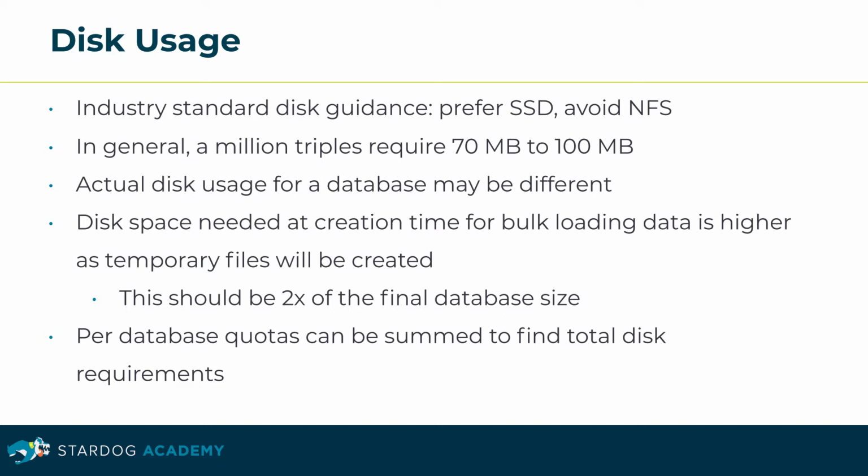Additionally, bulk load and creation time has a higher than normal usage as temporary files are created to speed up the bulk loading process. So our recommendation is to have essentially double the disk space available based on the estimated file database size of the number of triples that you're going to load into the system. Now, these database sizes, of note, will be summed up for every database in a Stardog server to get the total disk space requirement.